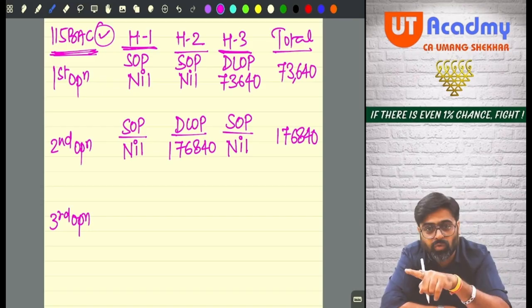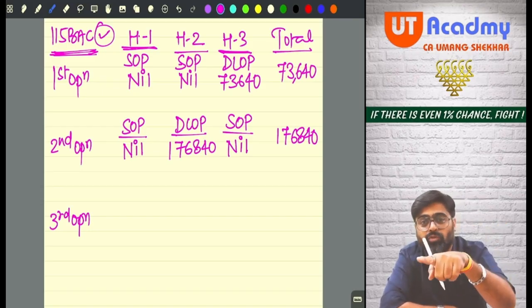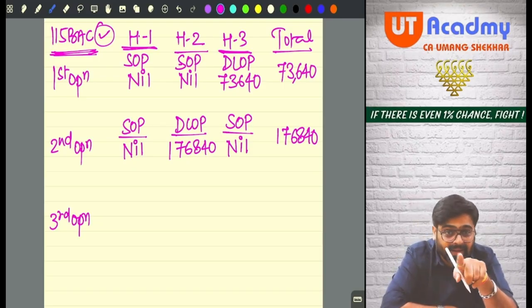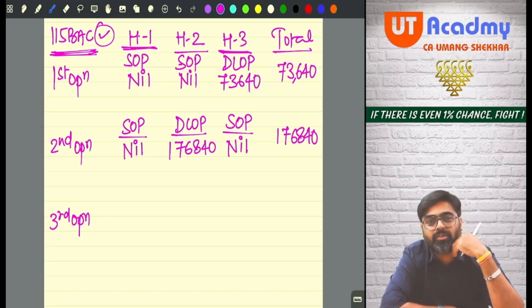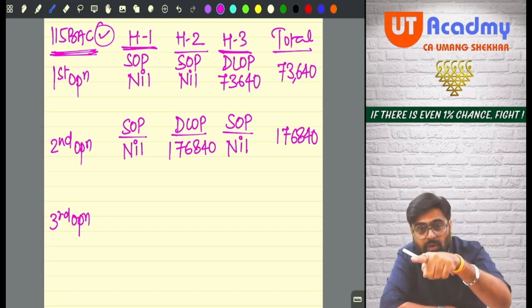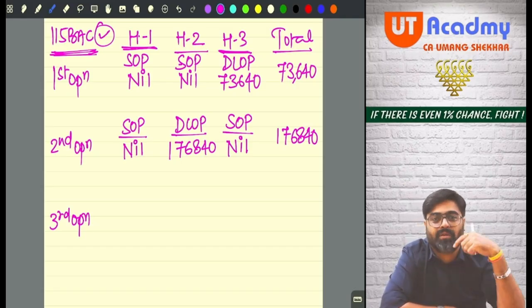If I treat house 1 and house 3 as SOP, then I will have to show house 2 as DLOP. In that case, my taxable income will be 176,840 and I will have to pay more tax. Which option is better? Option 1 is better or option 2 is better? Anytime option 1 is better, I will not take option number 2.